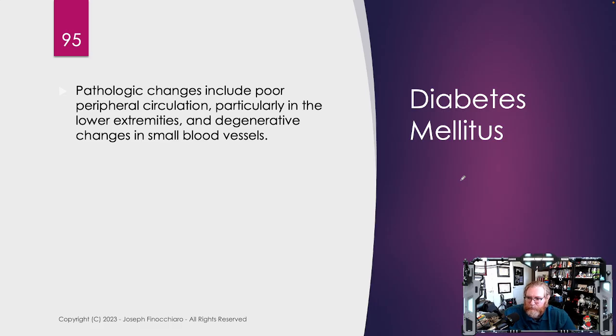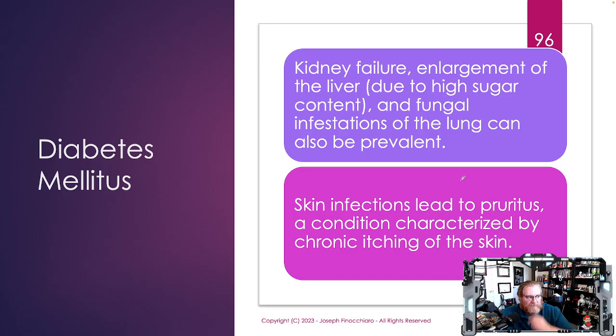Pathologic changes include poor peripheral circulation, particularly in the lower extremities, and degenerative changes in the small blood vessels. Kidney failure, enlargement of the liver due to high sugar content, and fungal infestations of the lung can also be prevalent. Skin infections lead to pruritus, a condition characterized by chronic itching of the skin. So what is happening here? As the diabetes starts really playing havoc on your body, you start having a compromised immune system. As your immune system becomes compromised, things such as fungal infections that might not normally get a hold start taking hold, and your body has an inability to fight back against it.